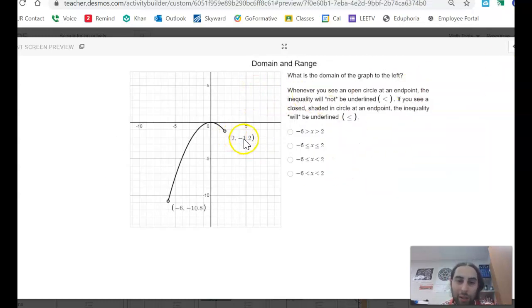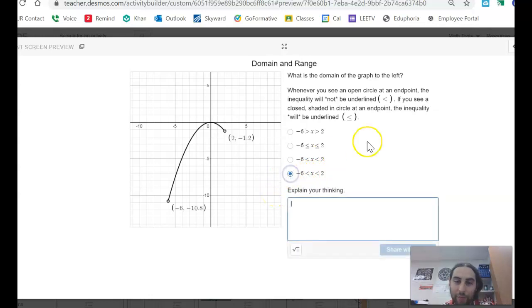All right, what is the range here? So how far down, sorry, what is the domain of this graph? Okay, how far left does this go? -6. How far right does this go? +2. And they're both open, so they're both not underlined. So that would be this one.